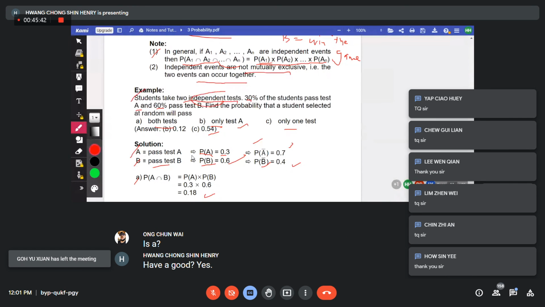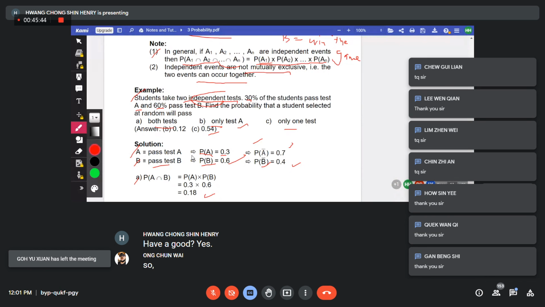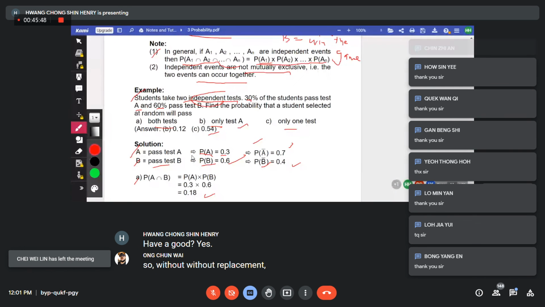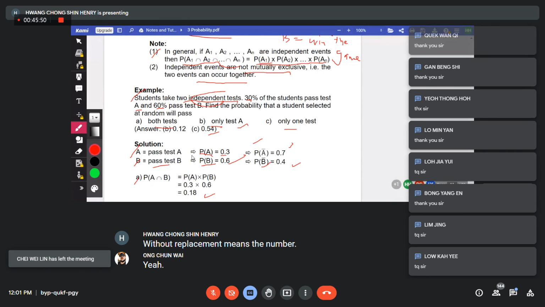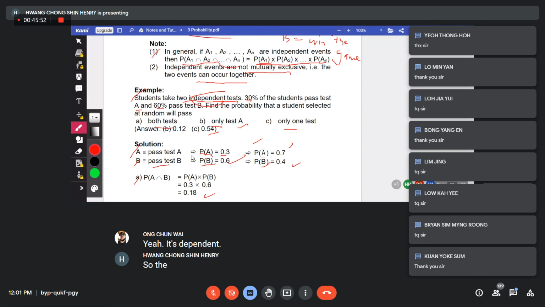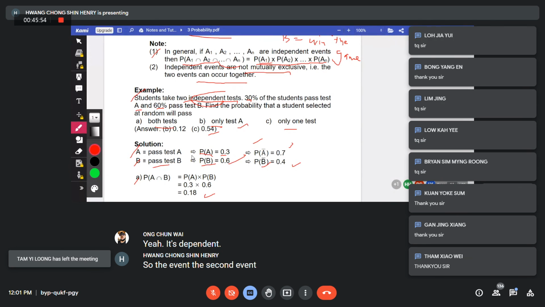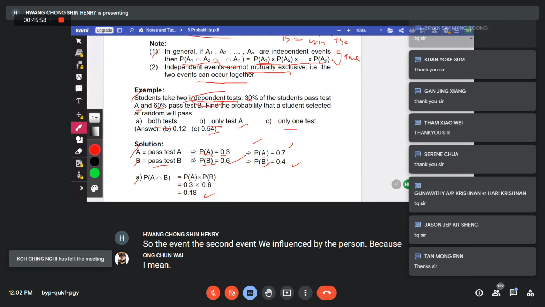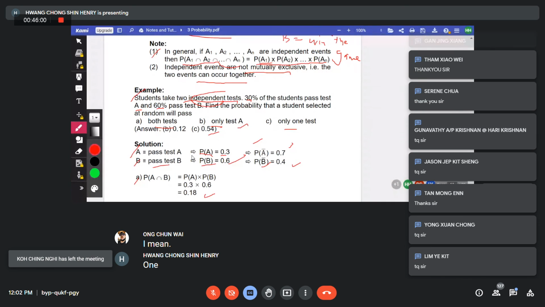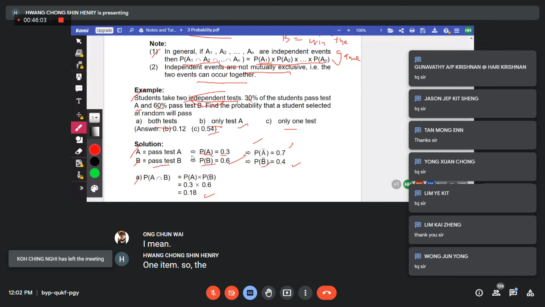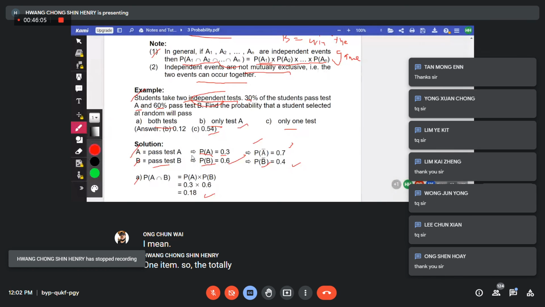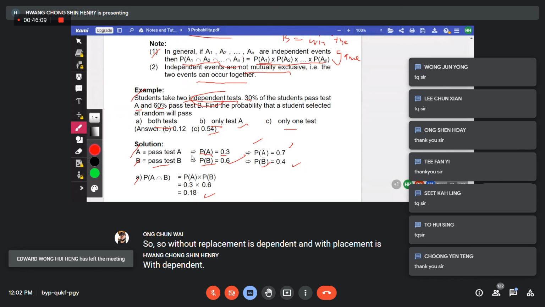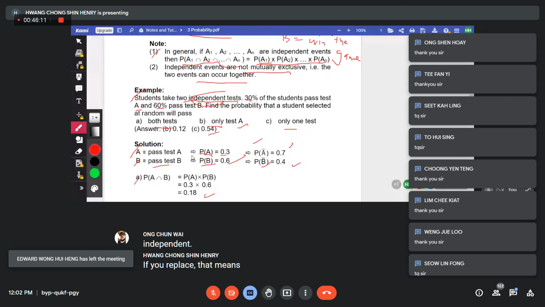So without replacement means the number will be less, so the second event will be influenced by the first event, because you lost one item, so the total is less already. So without replacement is dependent, and with replacement is independent. If you replace, that means independent.